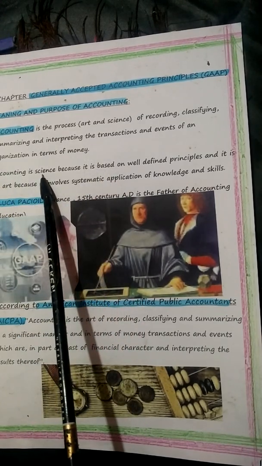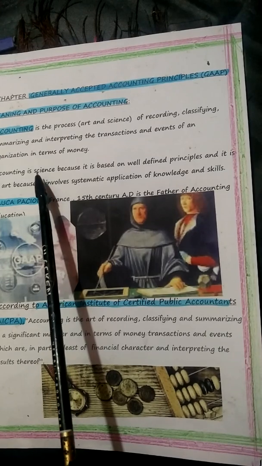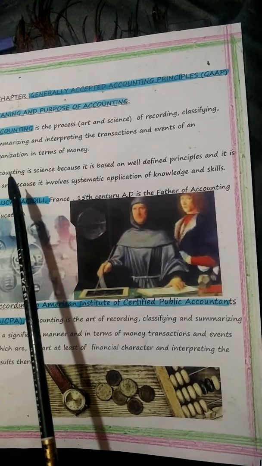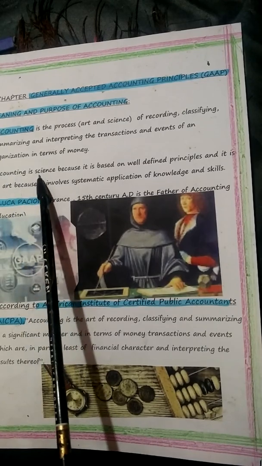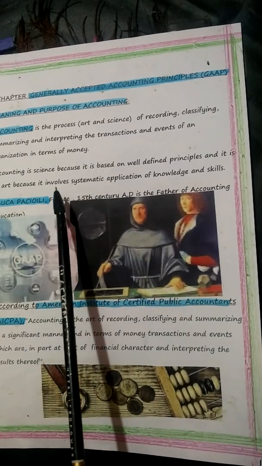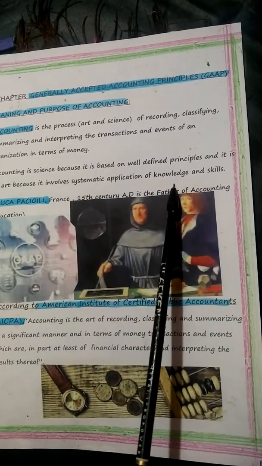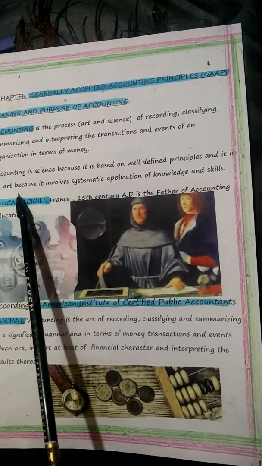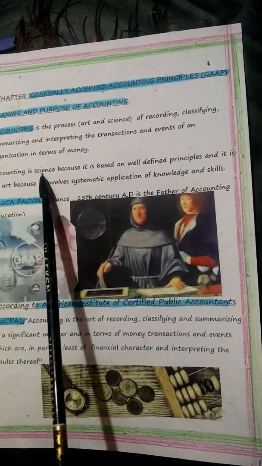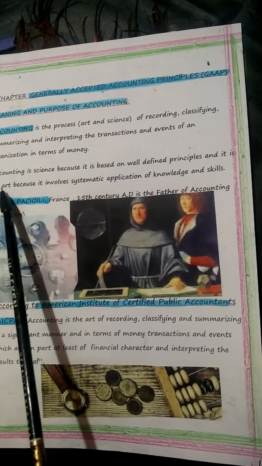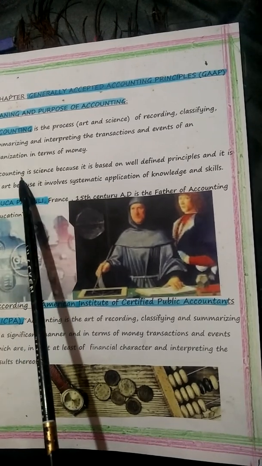Now, accounting is science. It is called science because what is science, children? Science is nothing but systematized, organized body of knowledge. Accounting is also systematized and organized body of knowledge. So accounting is science because it's based on well-defined principles, and it is an art because it also involves systematic application of knowledge and skills. So what to do is science, how well to do is art. Children, science, I told you, is a systematic and organized body of knowledge, yes, true. But what is an art? Art means expression of human skills and creativity. Both are put together to make up accounting.